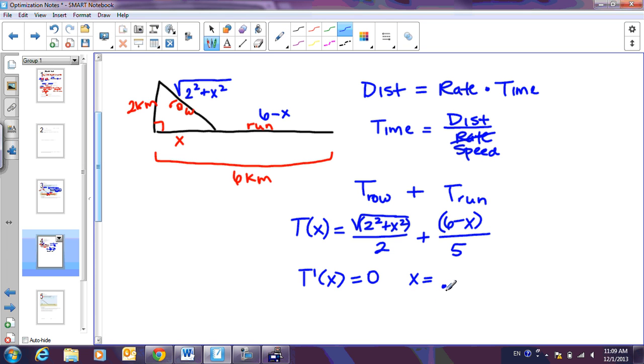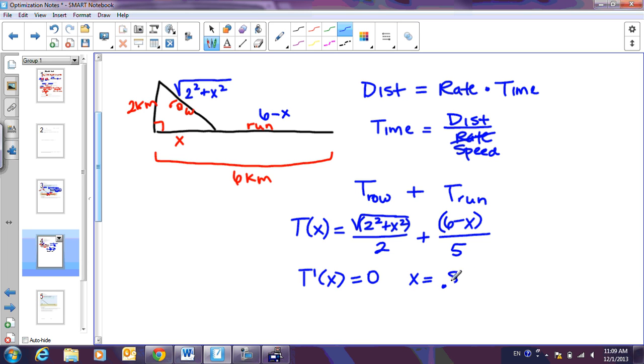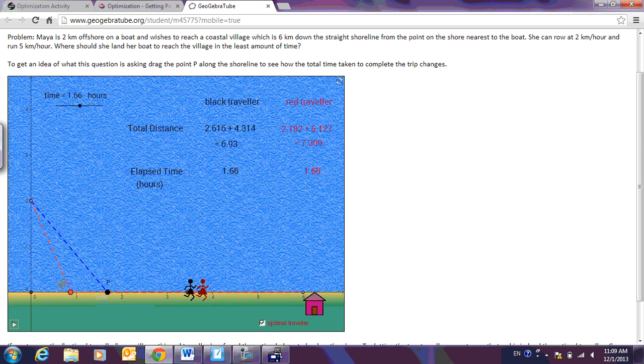So in this case, I hate that that goes away, 0.873. Remember, this is in kilometers, so it's a little under a kilometer. And if I were to go back to this, it makes sense that the optimal traveler, which they kind of were nice and they gave to you, is a little under a kilometer.